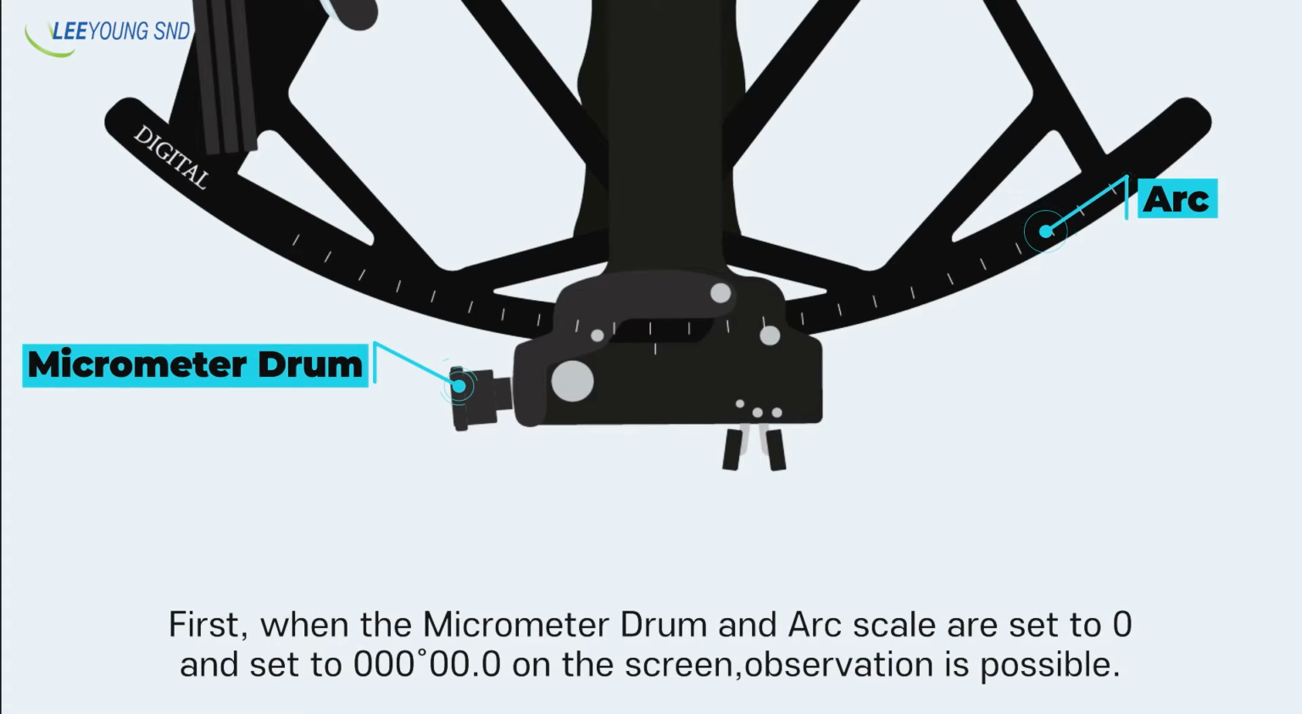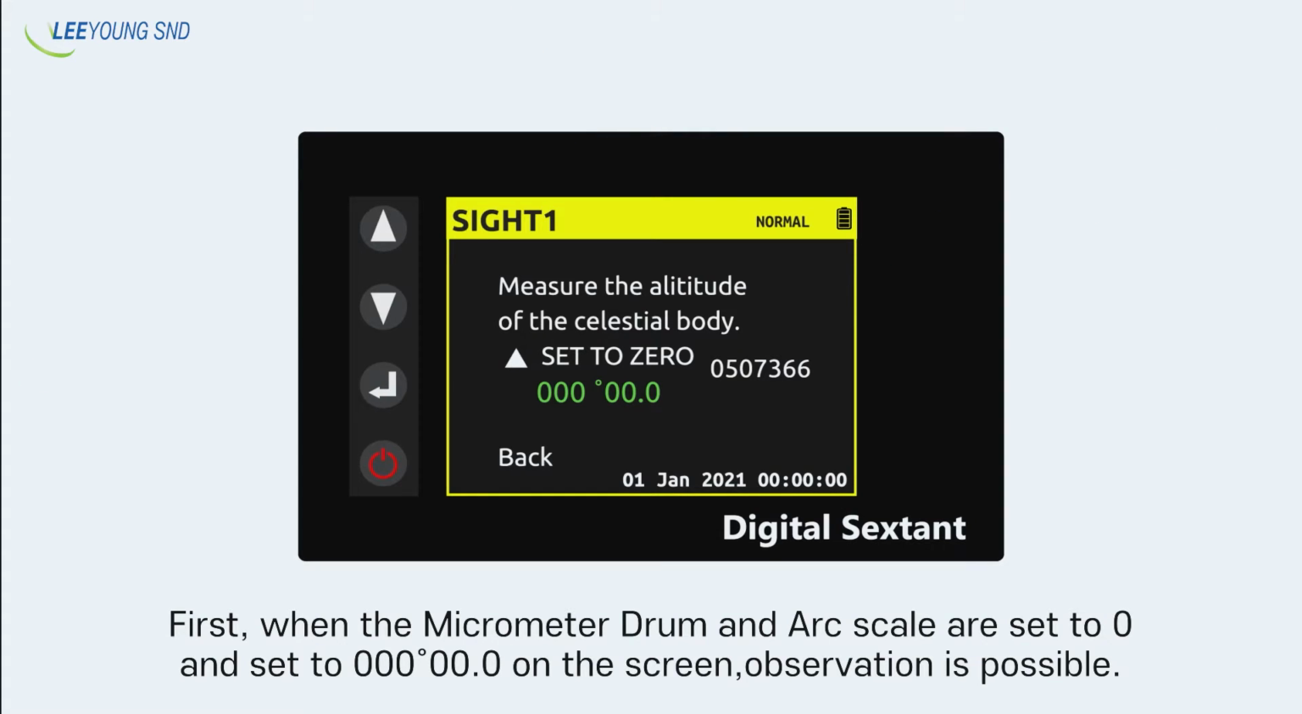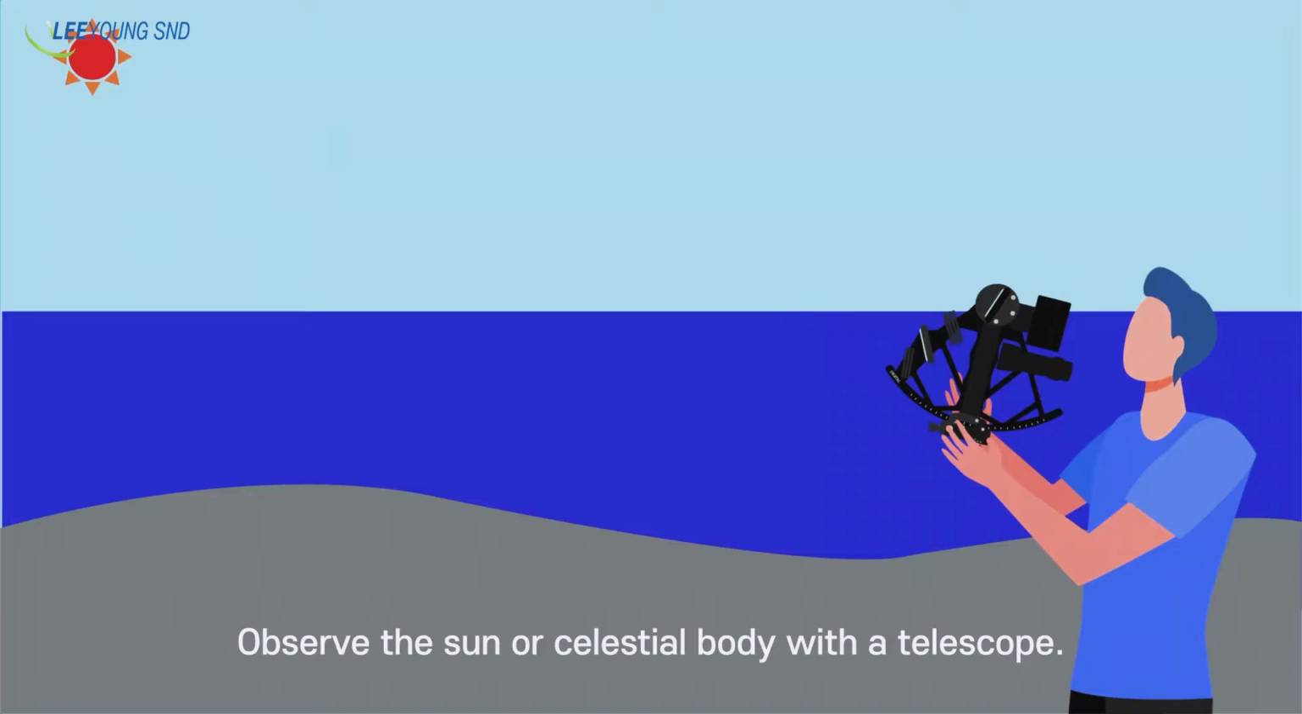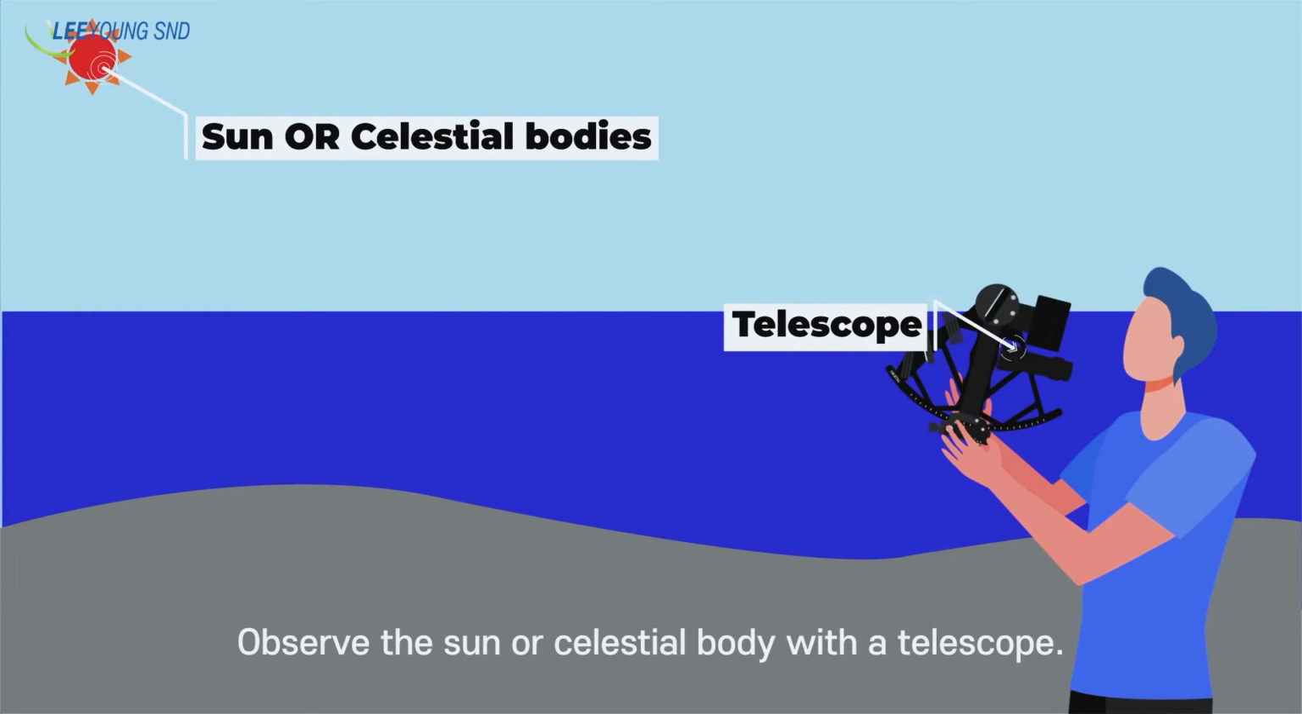First, when the micrometer drum and arc scale are set to 0 and 200°00 is shown on the screen, observation is possible. Observe the sun or celestial body with a telescope.